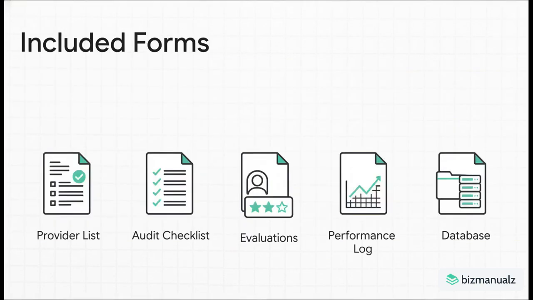And here's the best part. You aren't just getting theory here. You're getting actual practical tools. The download comes packed with pre-formatted essential forms. We're talking about an approved external provider list, an audit checklist, specific forms for critical external provider contractor evaluations, a performance log, and an external provider file database. These are literally ready to be deployed into your quality management system on day 1.